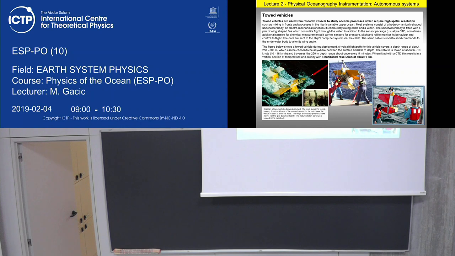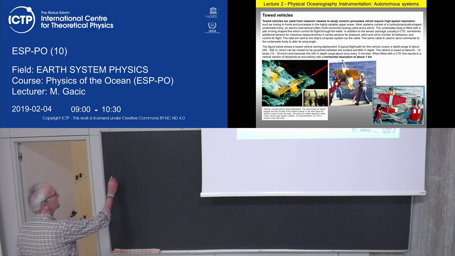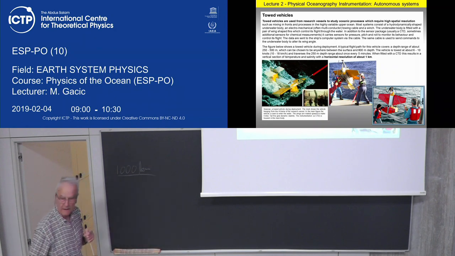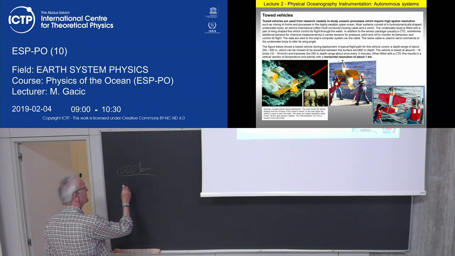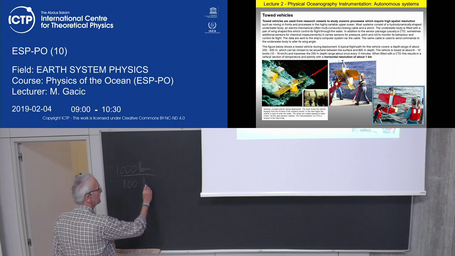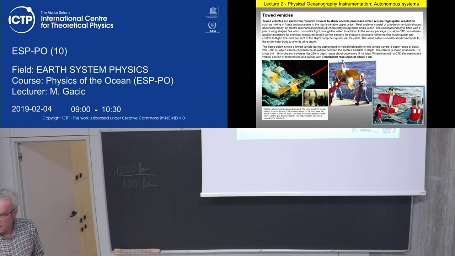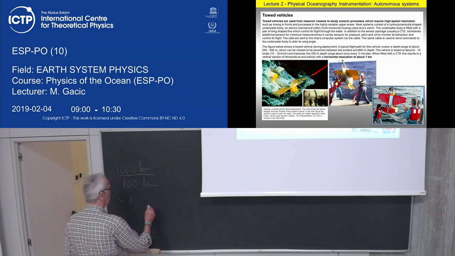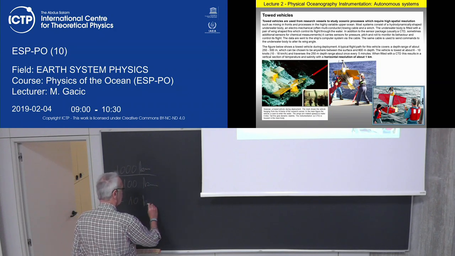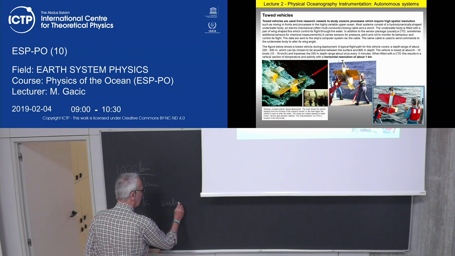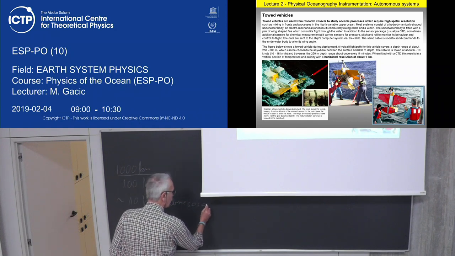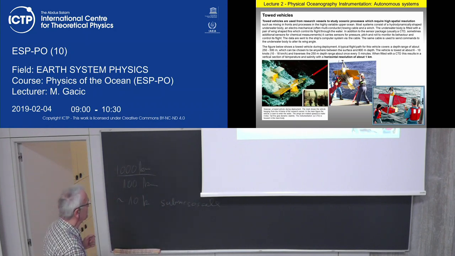We have in the ocean, as I told you, scales on the order of thousands of kilometers, which are the large scale oceanic circulation. We have mesoscale circulation, which is on the order of 100 kilometers. But then we have submesoscale processes, which are on the order of a kilometer or 10 kilometers. This is submesoscale. This is mesoscale.